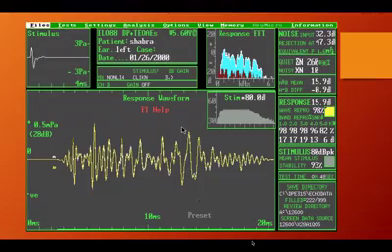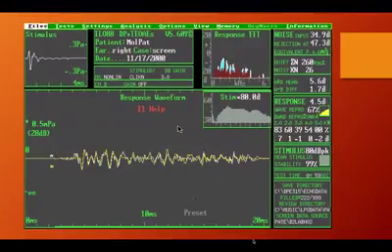This is a trace of a transient evoked otoacoustic emission reflecting a pass, and as we see here, the signal to noise ratio is more than 3 decibel. And this is a fail transient evoked otoacoustic emission, where the signal to noise ratio is less than 3 decibel.